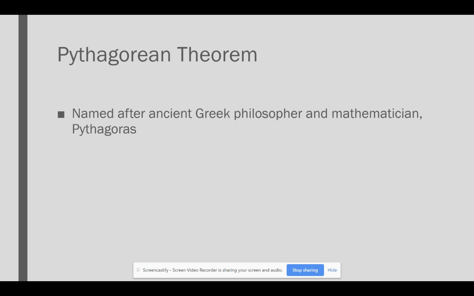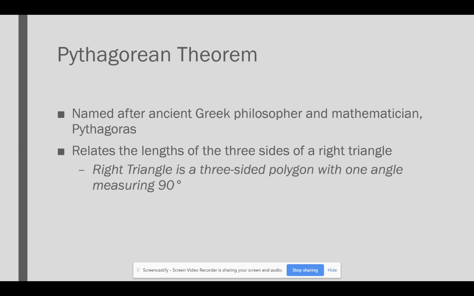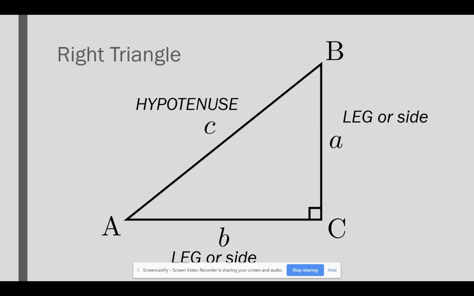The Pythagorean Theorem is named after the ancient Greek philosopher and mathematician Pythagoras, who many believe first developed this particular relationship that looks at the lengths of the three sides of a right triangle. Now, hopefully you know that a right triangle is a three-sided polygon with one angle that measures exactly 90 degrees. And within that right triangle, the other two angles are acute, which means they measure less than 90 degrees.